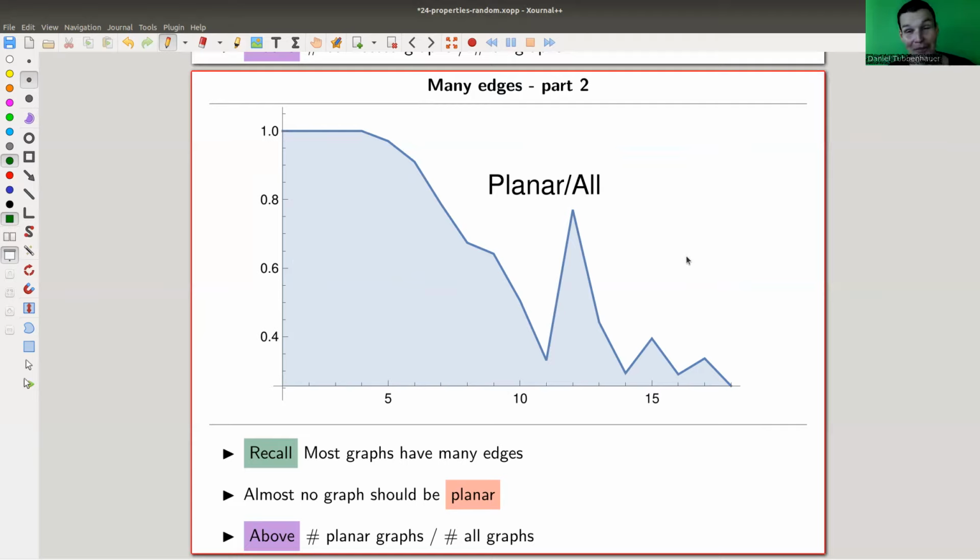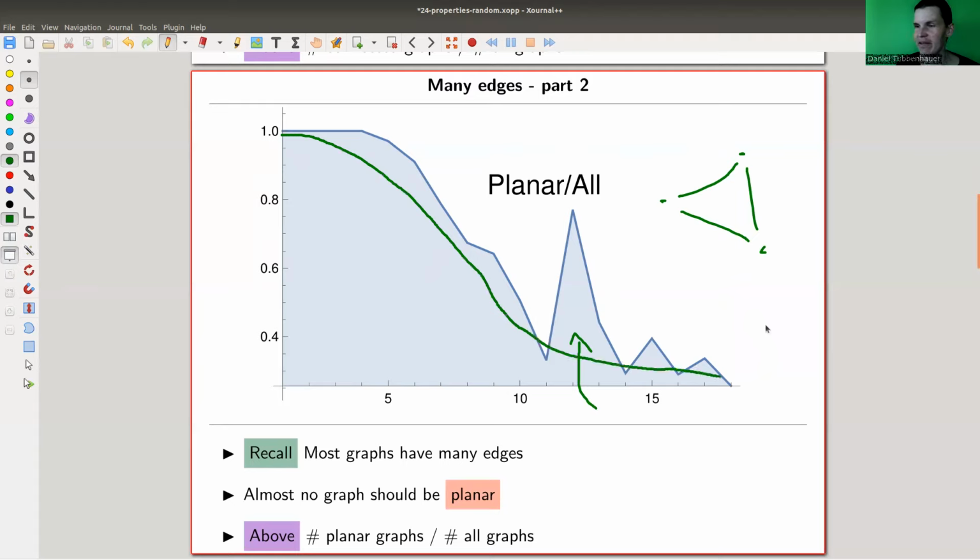So recall that we have many edges. I hope you're not surprised by now. And being planar, so being drawable in the plane, like this one here, is clearly a property that is difficult to satisfy if you have many edges. I suspect I have a problem with my code because of the spike here. But anyway, the overall pattern is clear.